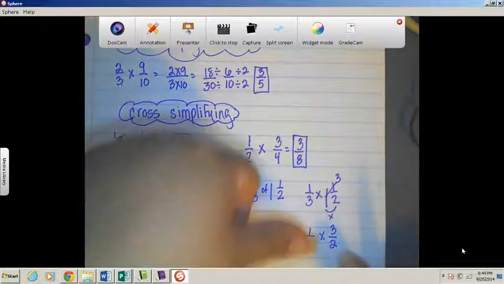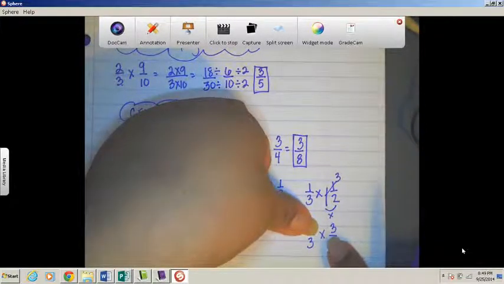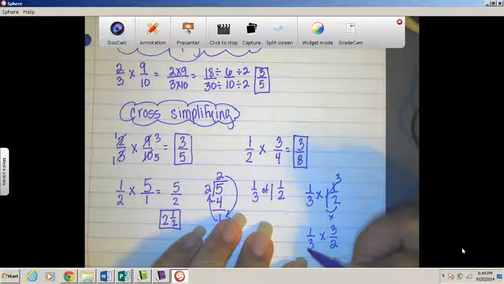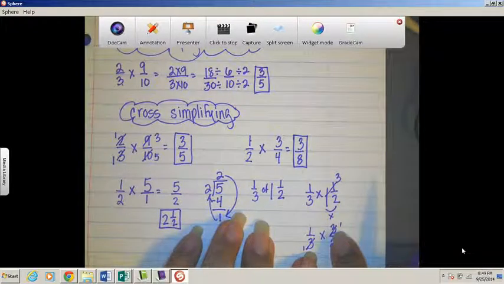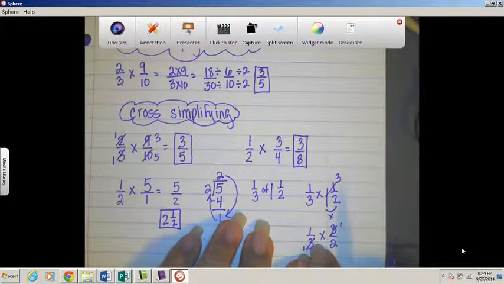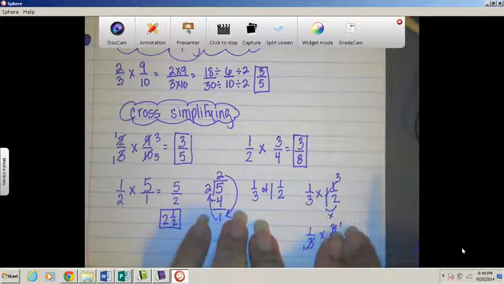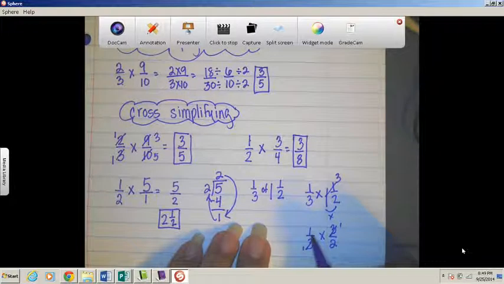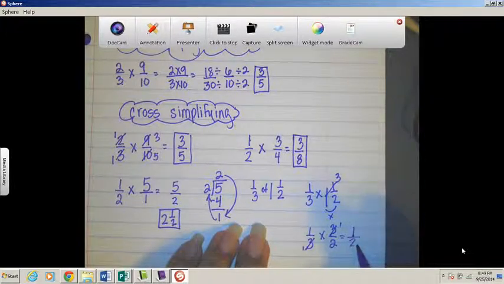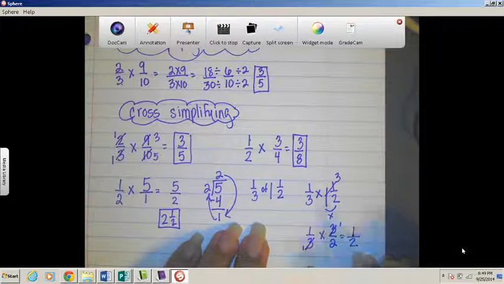I look at my numbers at a diagonal. If they are the same number, they cancel each other out. And we're just going to put a 1, because 3 is the greatest common factor. 3 divided by 3 is 1. 3 divided by 3 is 1. The 1 and 2 are already in their simplest form. Now we multiply. 1 times 1 is 1. 1 times 2 is 2. My friend would get half a pack of cookies.